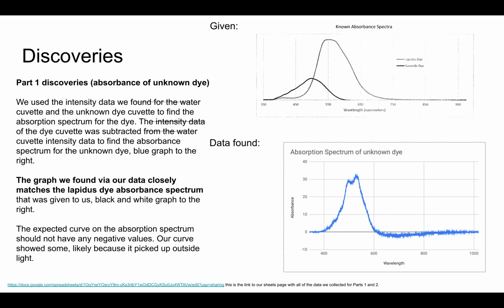For part 1, we used the intensity data we found for the water cuvette and the unknown dye cuvette to find the absorption spectra for the dye. The intensity data of the dye cuvette was subtracted from the water cuvette intensity to find the absorption spectra for the unknown dye, which gave us this graph to the right, which is in blue. Now, the graph we found via our data closely matches the Lapidus dye absorption spectrum, which was given to us in the top.